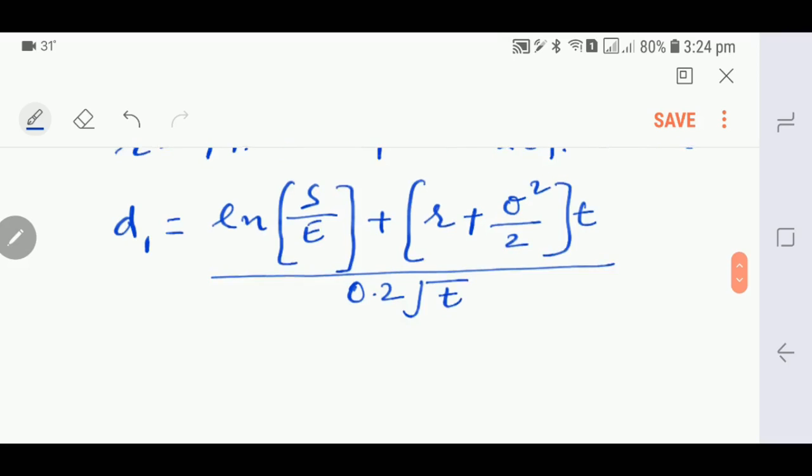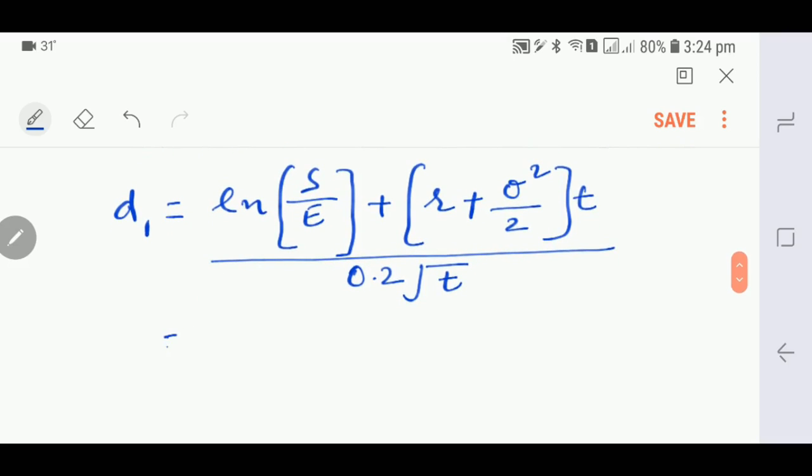So let's just plug in the numbers. Natural log of S over E. So S is 45, E is 35. So when you're calculating it on your calculator, you can do 45 over 35 and then calculate the natural log of it. How to compute the natural log on a Texas Instruments BA II Plus, I showed it to you in the previous video lecture. So natural log of 45 over 35: compute 45 divided by 35, whatever value you find, compute the natural log of it.